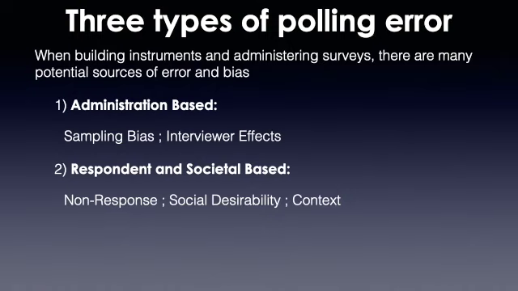So these are due to non-response, an error that recurs because not everyone will take our survey, or social desirability, how people are going to respond to the questions being asked, or the context in which the survey occurs in terms of when and where.